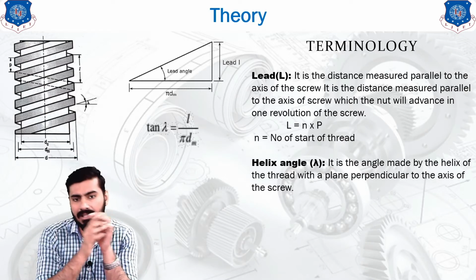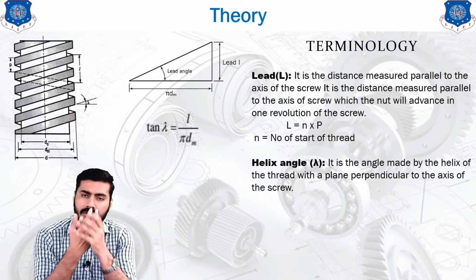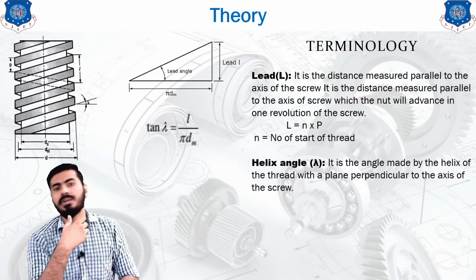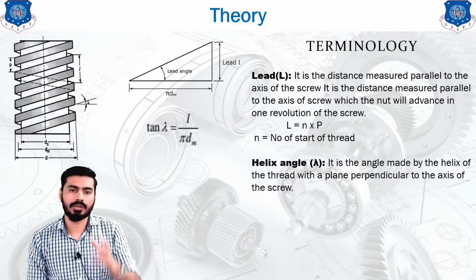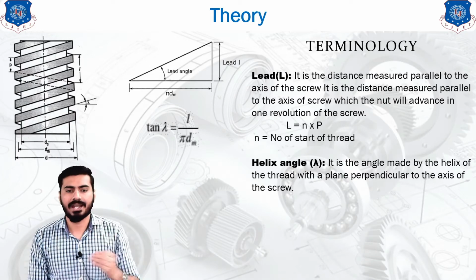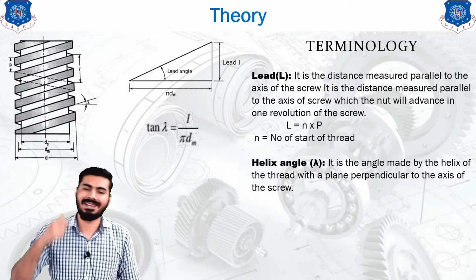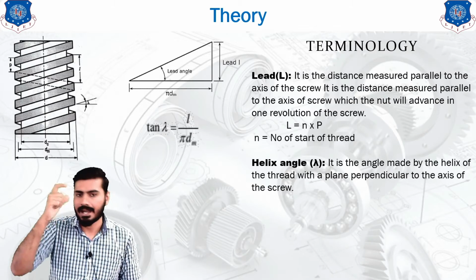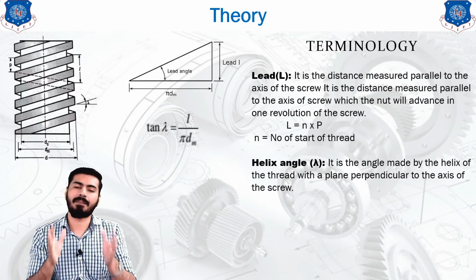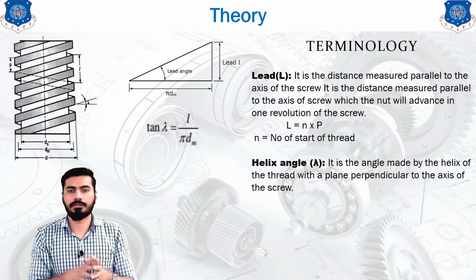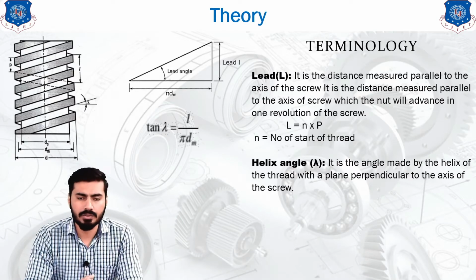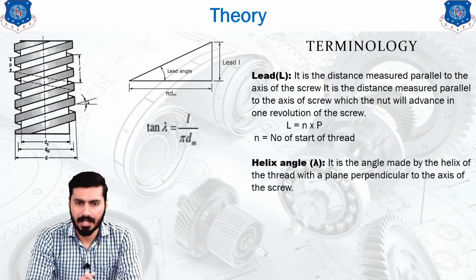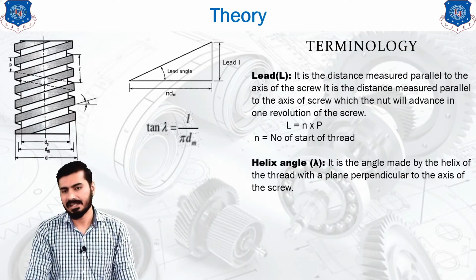or the helix angle. By the calculation of the trigonometry, you can directly calculate the value of tan lambda. tan lambda is equal to opposite side upon adjacent side, and opposite side length is lead L, and adjacent side length is pi dm, that is the perimeter of the thread or the screw, and by which you will be able to calculate the angle, helix angle or the lead angle.